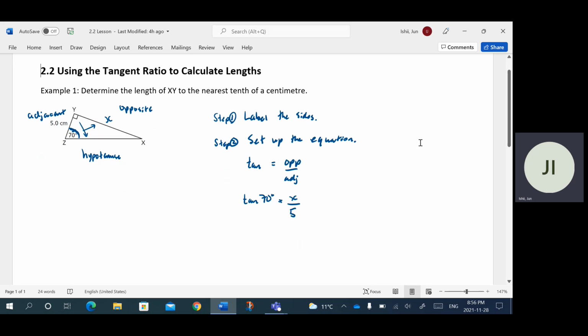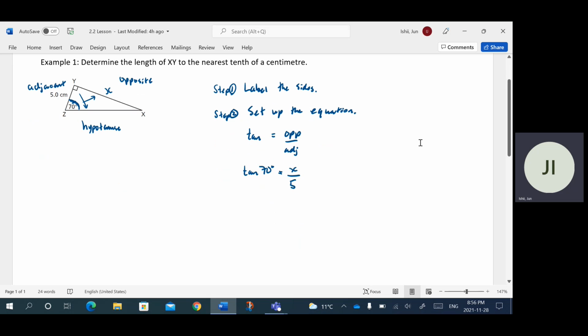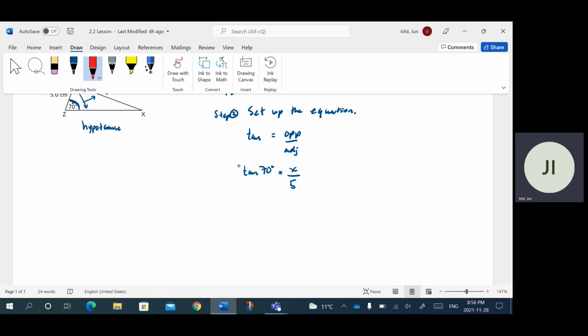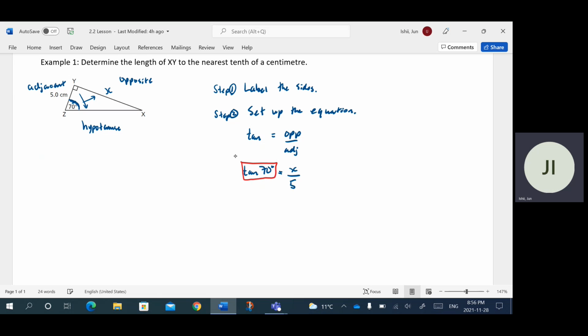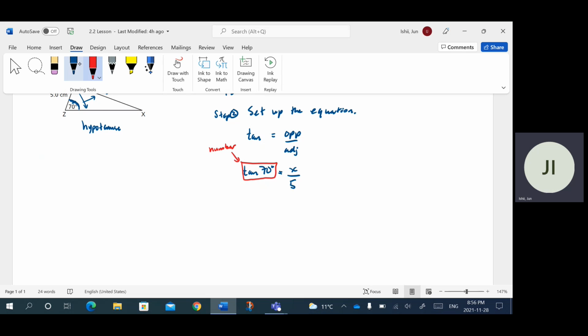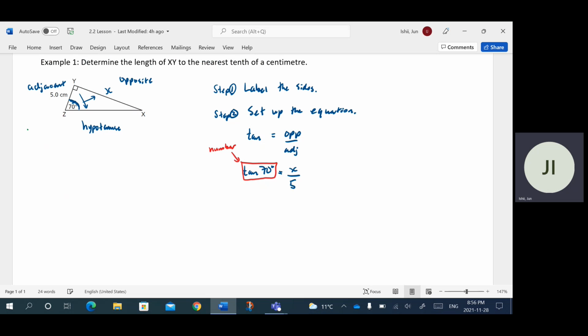So we want to solve this equation. Now, tangent of 70 degrees is actually a number. That's the key thing here: whenever you see a tangent of an angle, you just regard it as a number. If I want to solve for x, or isolate the x, what I'm going to do, like when solving equations before, is multiply both sides by 5. So that this cancels with this, and therefore x is going to equal 5 times the tangent of 70 degrees.